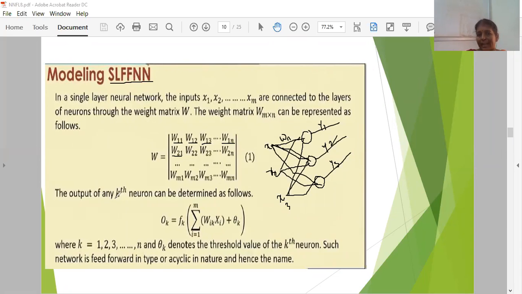So the output for any kth neuron can be determined as follows: f of k, function of k, which is taking the sum of i from 1 to m of wik xi plus theta k. Here theta k is the threshold value of the kth neuron. So in this you are verifying whether you have obtained your required output or not. That's all.